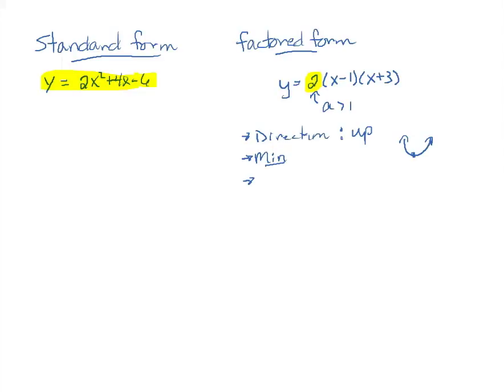The width of the graph. Again, we look back at the A value, and where the A value is bigger than 1, the width of the graph is thinner. And this is a comparison back to the equation. So if you just have y equals x squared, this graph that we have will be thinner than y equals x squared.